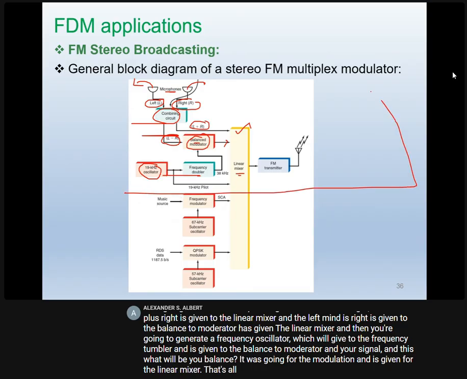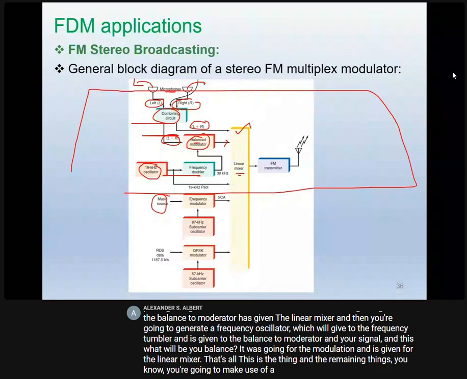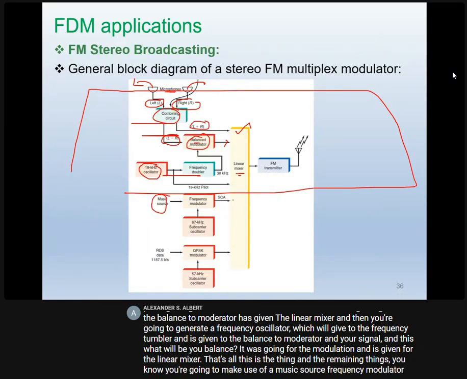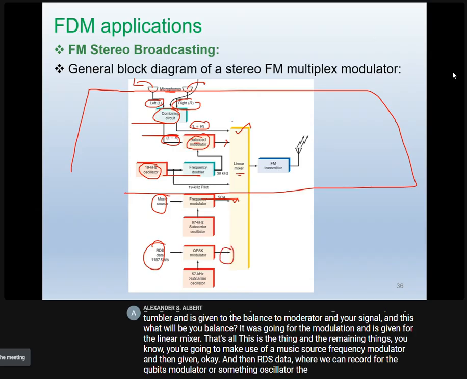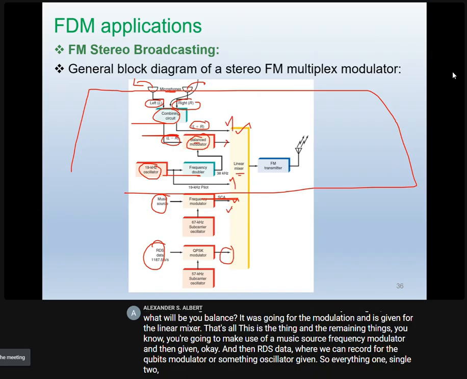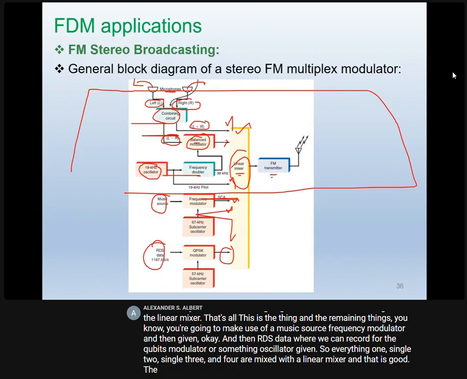That's all. And the remaining things, you're going to make use of a music source, frequency modulator, and then RDS data, where we're going to go for the cubic modulator or subband oscillator. So signals one, two, three and four are mixed with a linear mixer, and then given to the FM transmitter for the transmission purpose.